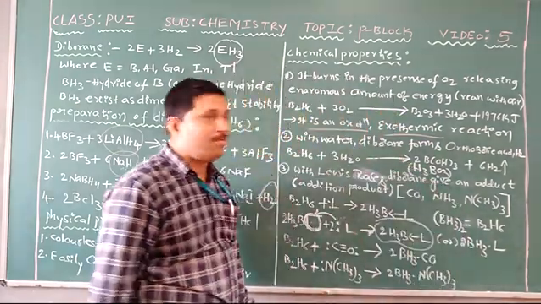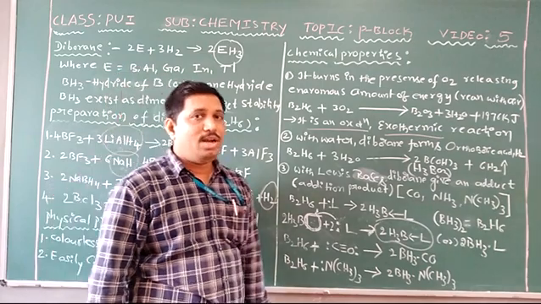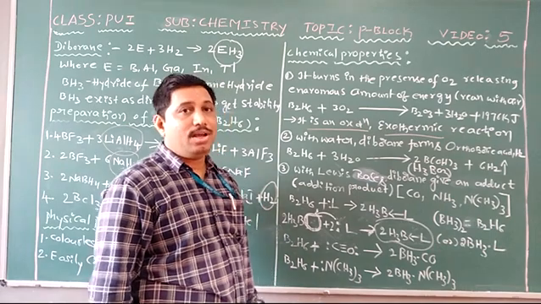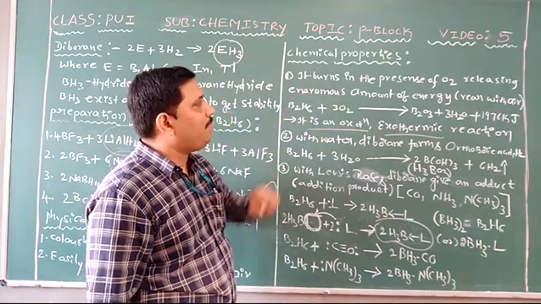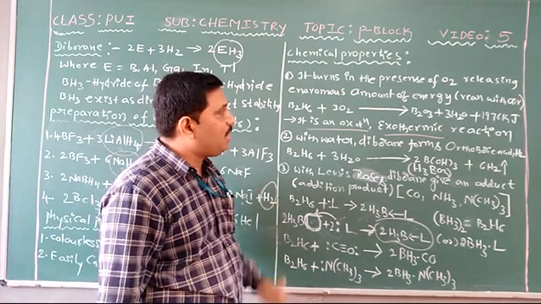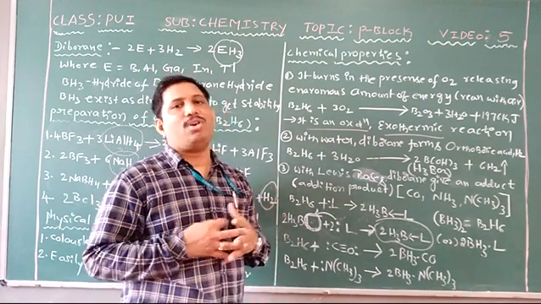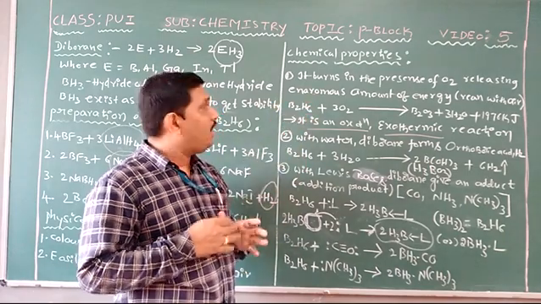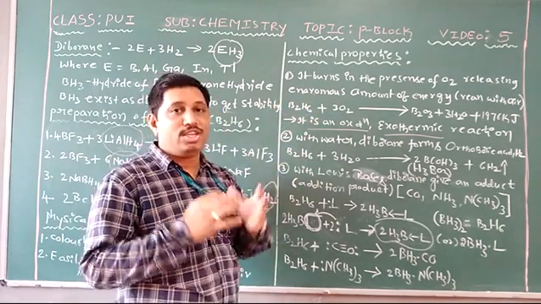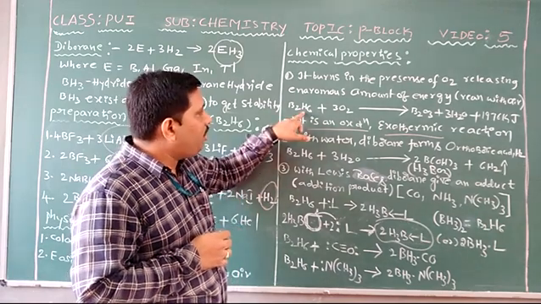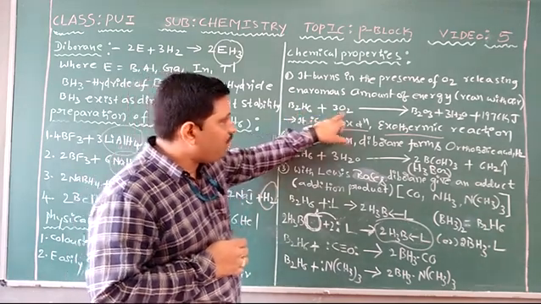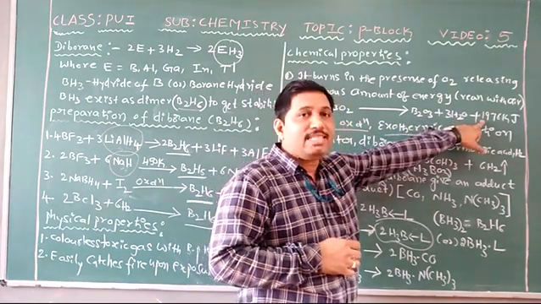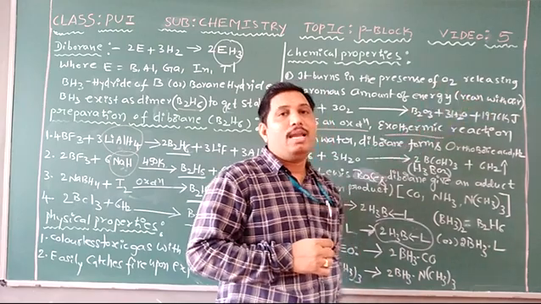Next one, chemical properties of diborane. First one, reaction with air. It burns in the presence of oxygen, releasing an enormous amount of energy, that is a huge amount of energy. For example, B2H6 reacts with oxygen to form B2O3 plus 3H2O, and 1976 kilojoules of energy will be liberated.